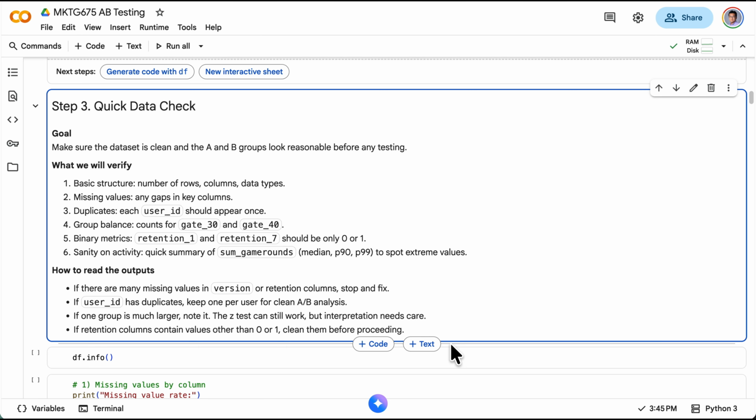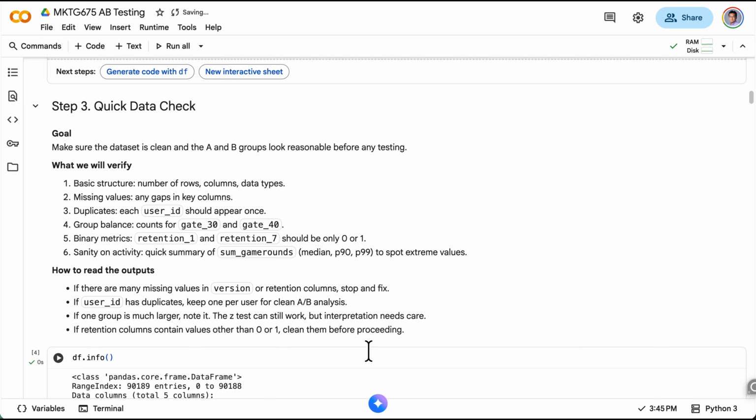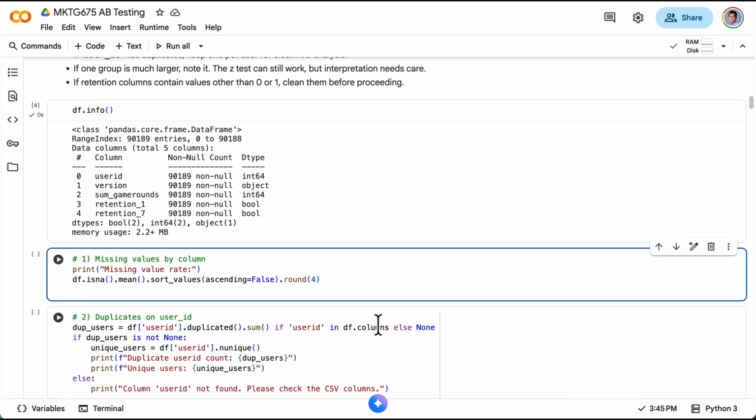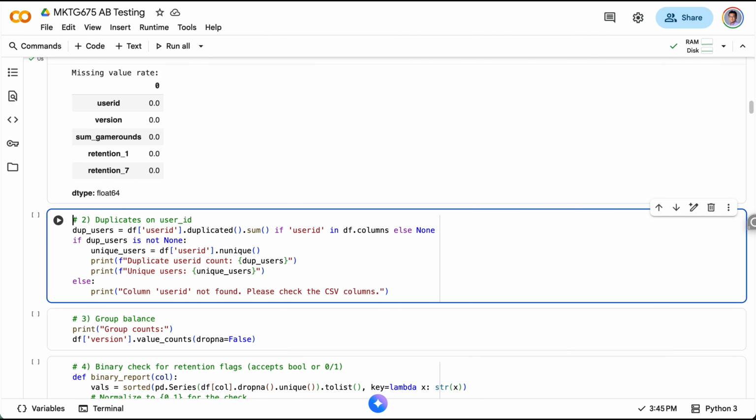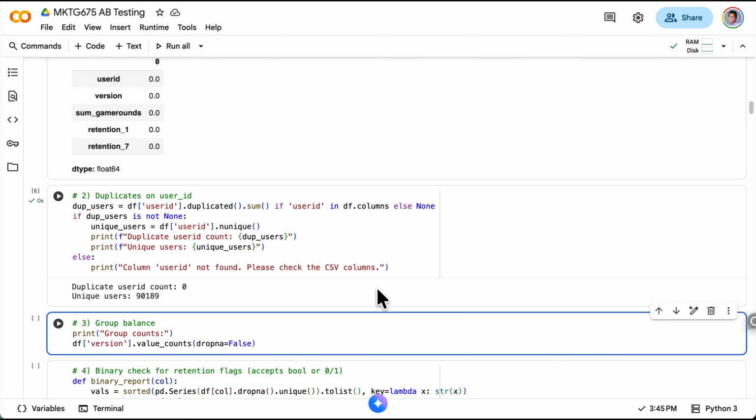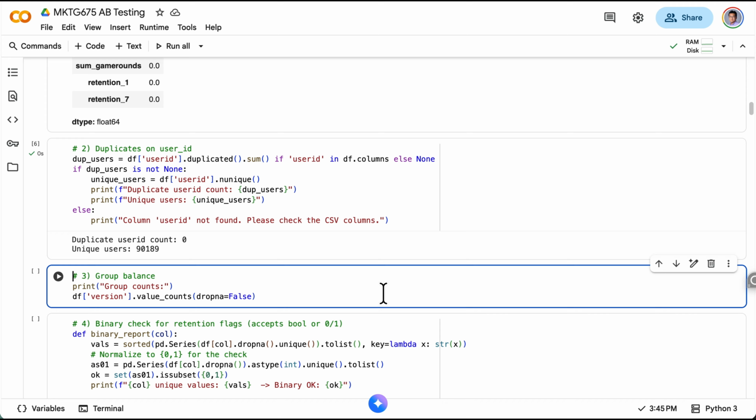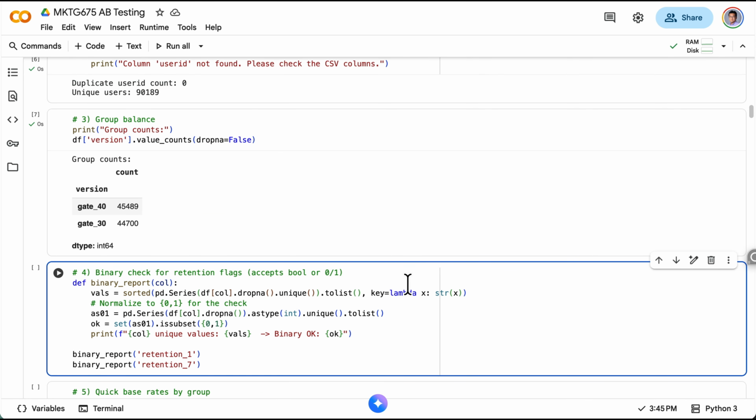First, DF info shows 90,189 rows and 5 columns with 0 missing values. That's great. No NA handling needed before we compute rates. Next, duplicates. Count is 0, so we truly have one row per user. Group counts are close, about 44.7K for gate 30 and 45.5K for gate 40. Note the slight imbalance. We'll remember that for diagnostics.